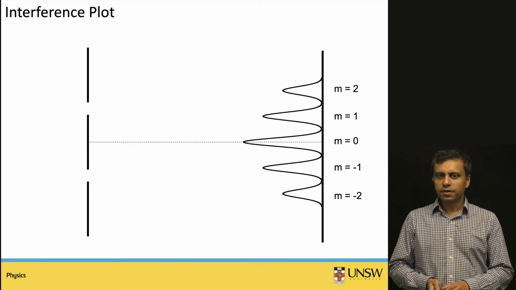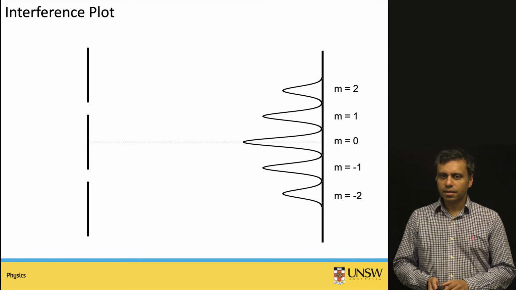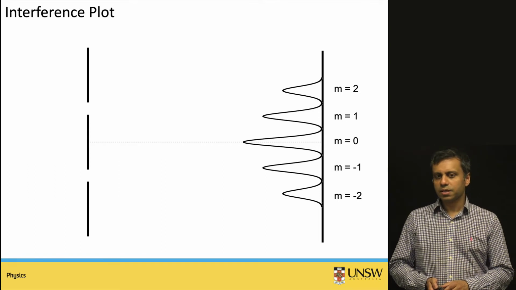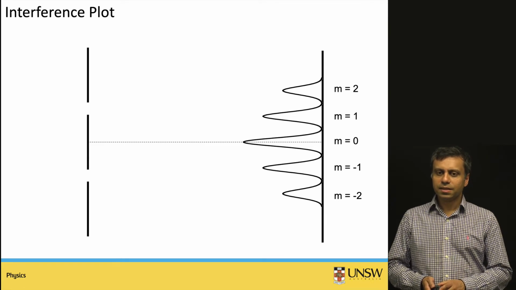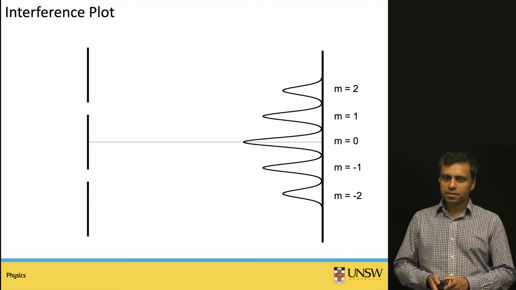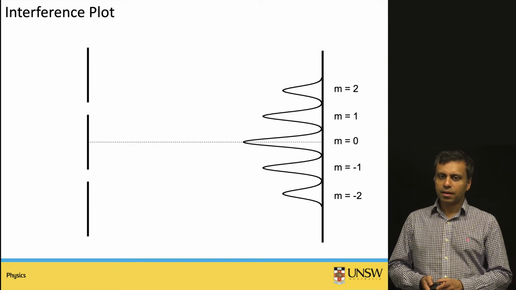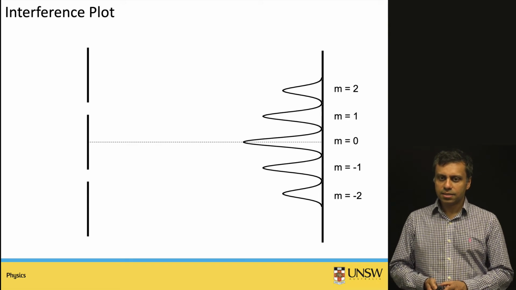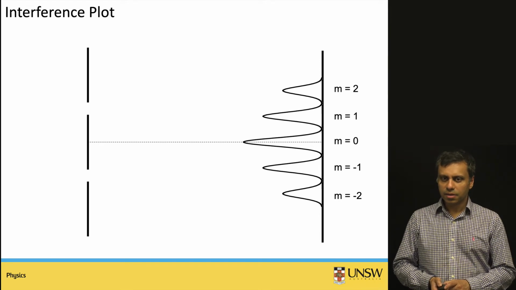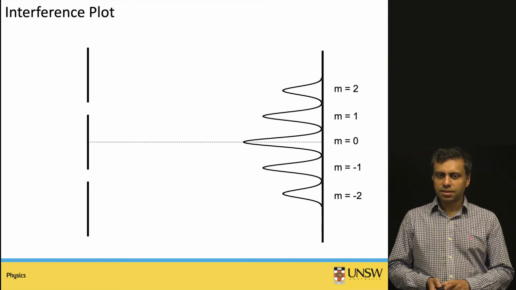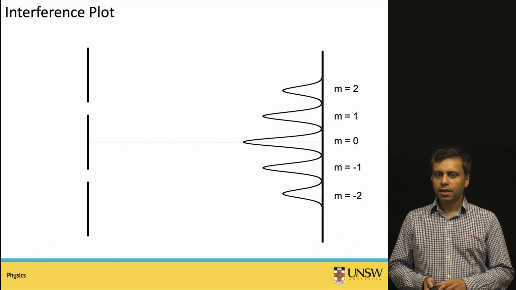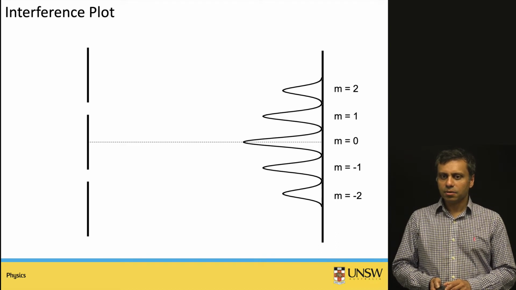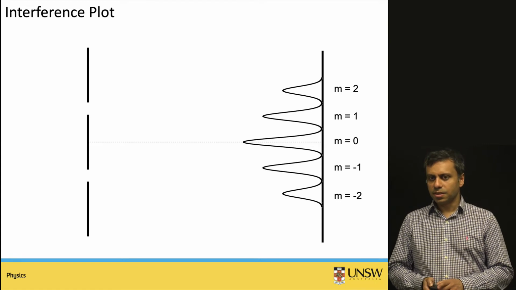And if we do an interference plot, then we get an intensity plot on the screen as shown here, where there is peak intensity at each of the m's. When m equals 0, the intensity is the highest, and then for the higher orders, the intensity diminishes, but still we can see bright spots basically. And in between these m's, notice that the intensity drops to 0 basically.